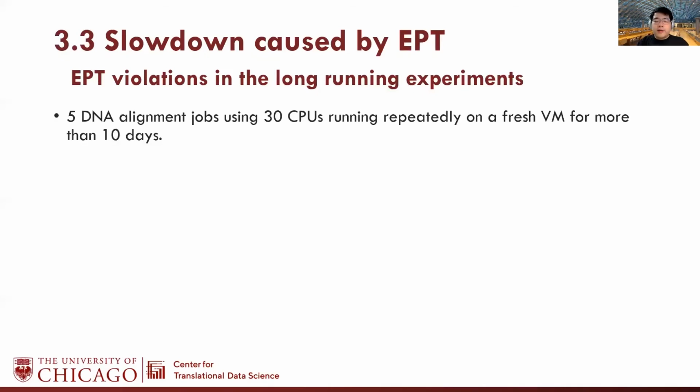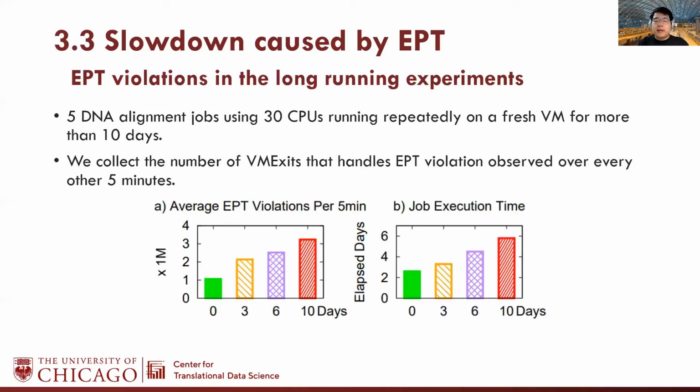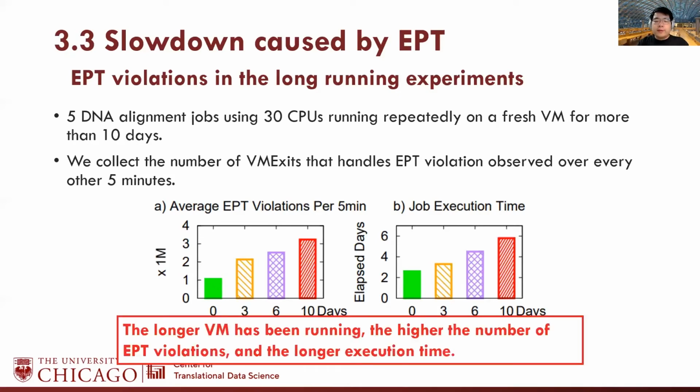In another experiment, we run 5 real DNA alignment pipeline jobs, and each job uses 6 CPUs, and we run them repeatedly on a fresh VM for more than 10 days. We collect the number of VM exits that handle EPT violations observed every 5 minutes. And then after more than 10 days, we plot the average EPT violations over 5-minute periods throughout each job execution and the job execution time. We found that the longer the VM has been running, the more EPT violations there will be, and the longer execution time it will take.